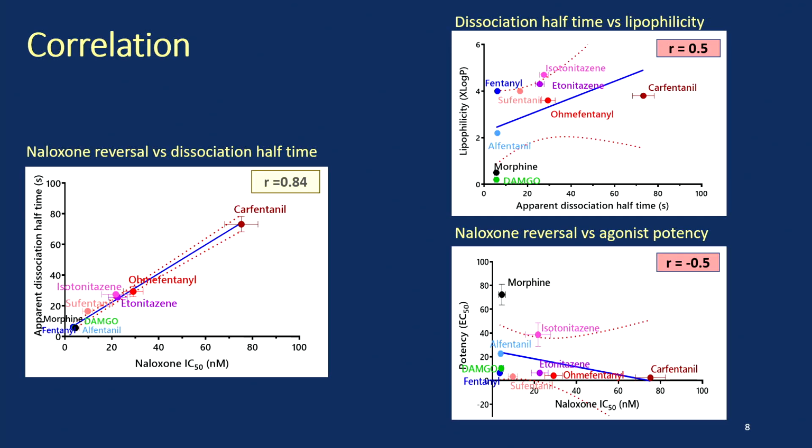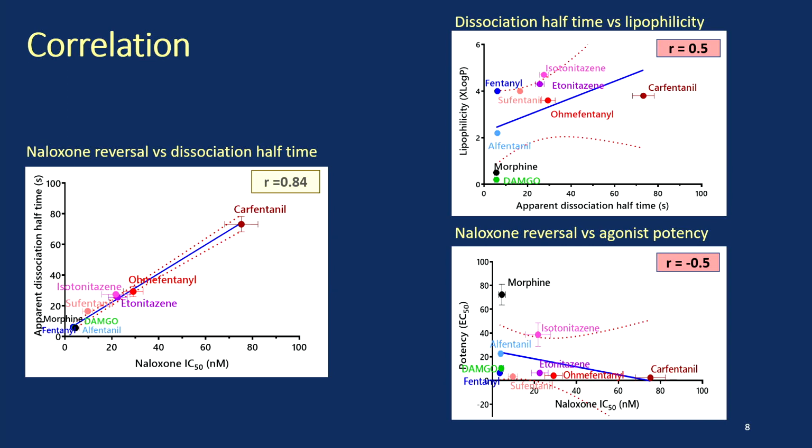So we wanted to see if there is any correlation. So here in the graph, we have the dissociation half-time for all the agonists across their sensitivity to naloxone, and we found really good correlation. So the longer the agonist stays on the receptor, the higher the concentration of naloxone required to see reversal.